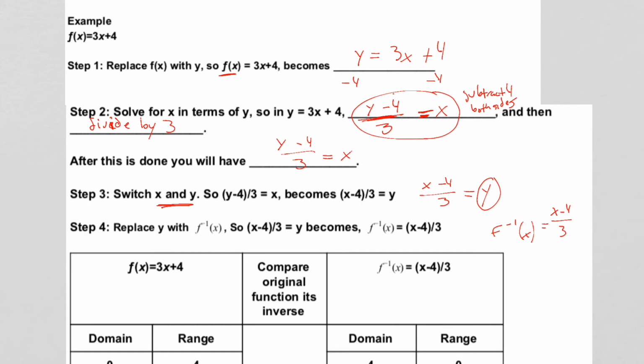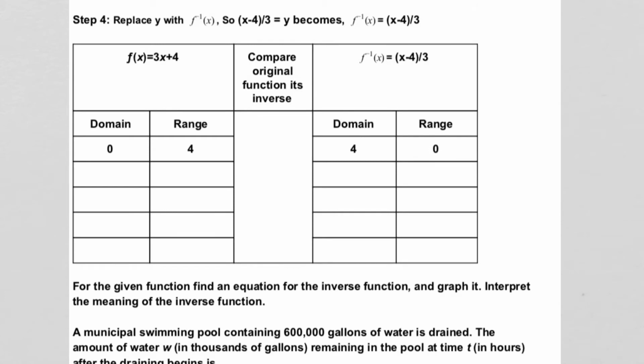So there we go. And now we're going to do some comparison. This was the original function, right? Here's the original. This is the inverse. Let's take a look at their respective domains and ranges. Check it out. These are all the x values, these are the y values. If I put in 0, 3 times 0 plus 4, what does that equal? That's equal to 4, right?